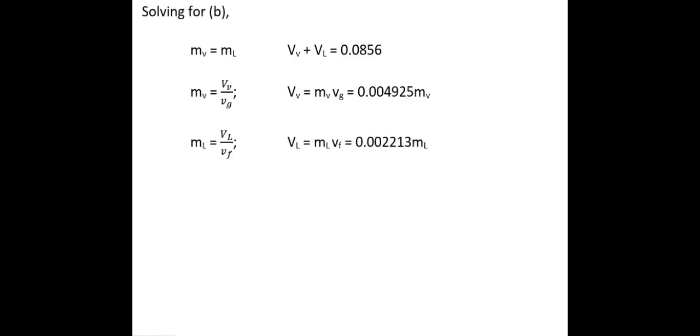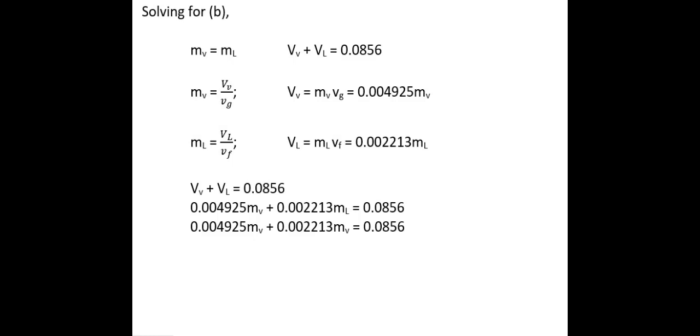Solving for letter B, given that masses are equal, we also get this relation, that the sum of the volume of the vapor and liquid is equal to 0.0856 meter cube. Using unit analysis, same as the letter A solution in finding the mass of vapor, the volume of the vapor is equal to the product of mass of vapor and the specific saturated volume of the vapor. Also, the volume of liquid is equal to the product of mass of liquid and the specific volume of the liquid.